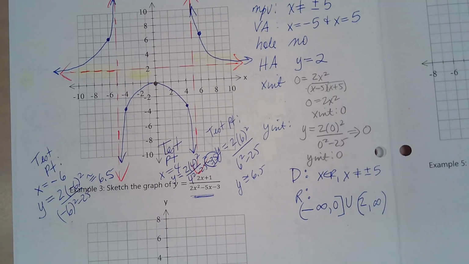This is when I do high power on top, and low on bottom: no horizontal asymptote. Okay, when it's high on the bottom, horizontal asymptote is y equals 0. And if I have 2x^5 over 3x^5, the horizontal asymptote equals 2 over 3.